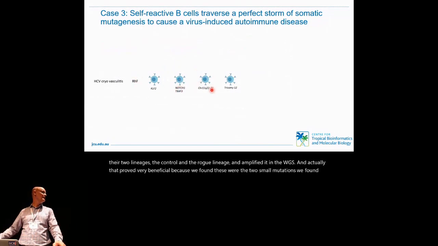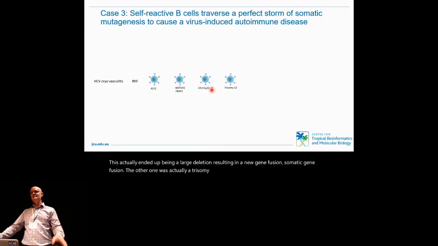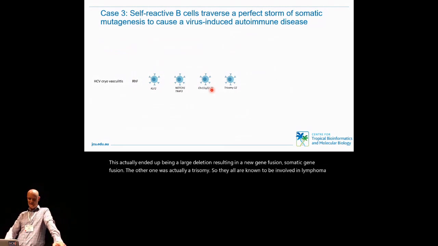This actually ended up being a large deletion, resulting in a new gene fusion, a somatic gene fusion. The other one was actually a trisomy. So they all are known to be involved in lymphoma, but we really had to go beyond looking just at single bases for this sort of thing.